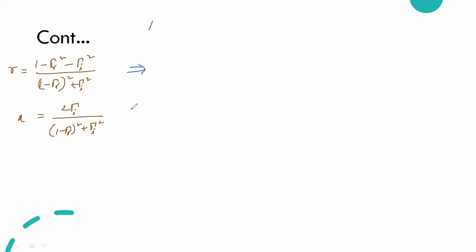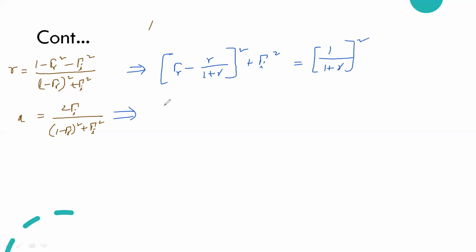So if we simplify these two equations to some extent, multiplying and dividing both the terms, r with the denominator, x with the denominator, we will have one more equation in a simplified manner, that looks like this: gamma r minus r by 1 plus r whole square plus gamma I square equals 1 by 1 plus r whole square. Thus the x equation looks like this: gamma r minus 1 whole square plus gamma I minus 1 by x whole square equals 1 by x whole square. Okay, so these are the two equations we got.